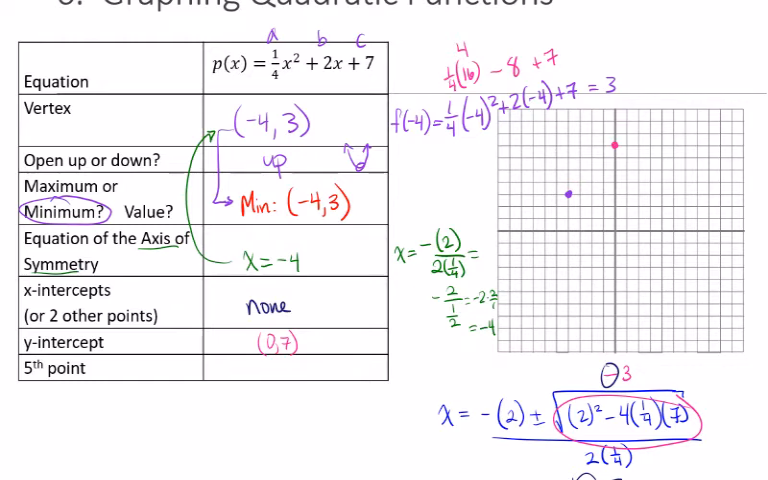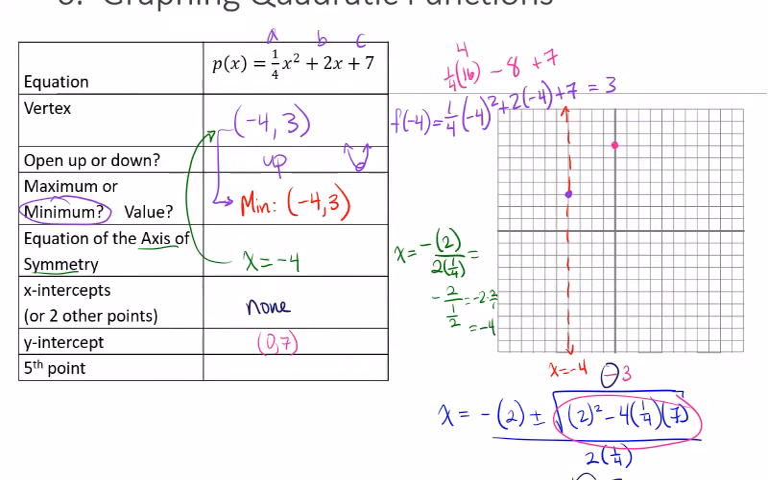It's asking for a 5th point. Now we can easily find a 3rd point by just mirroring the y-intercept across the axis of symmetry, right? So here's the axis of symmetry, x equals -4, that vertical line there. So we can mirror this across.